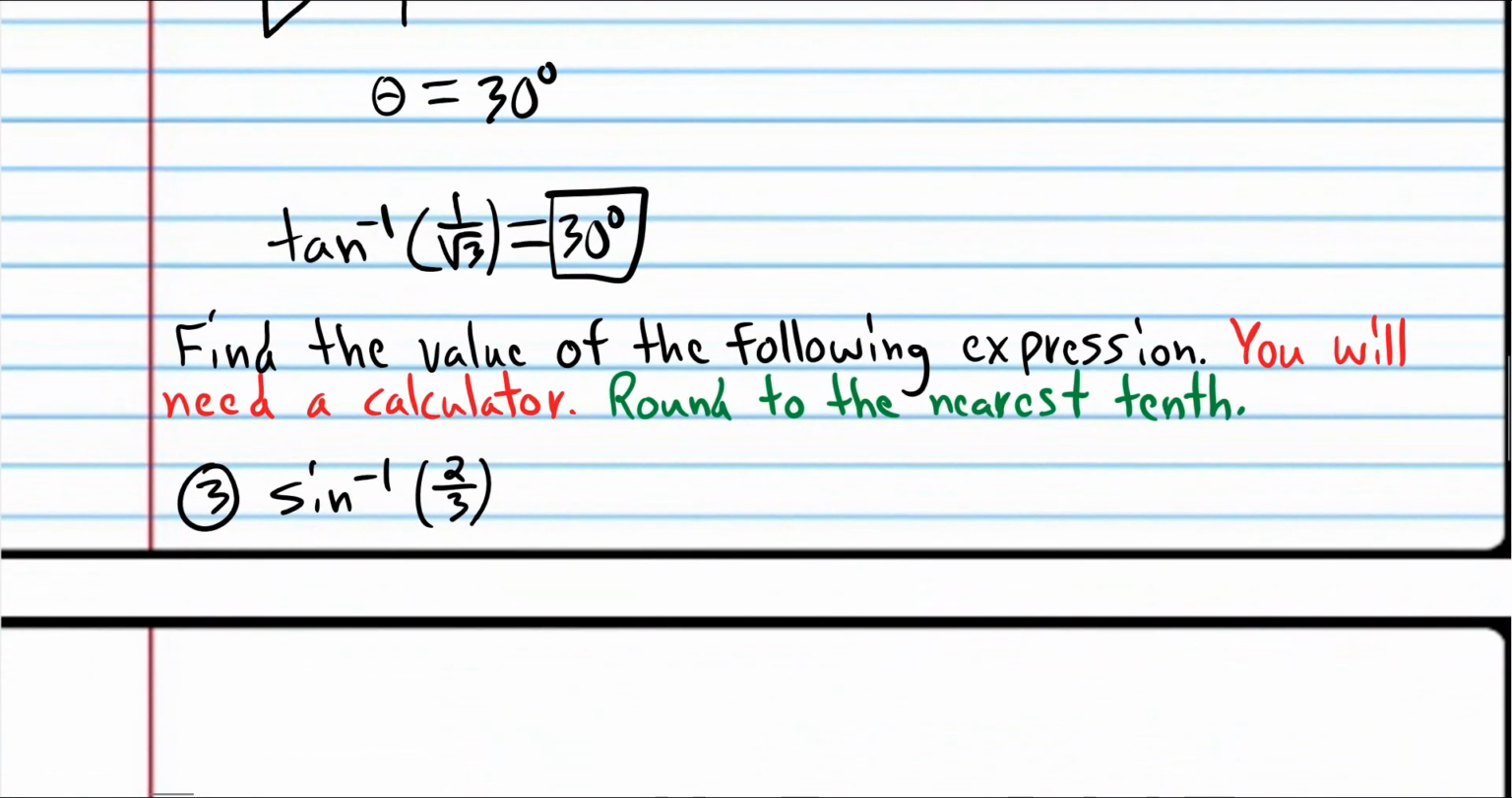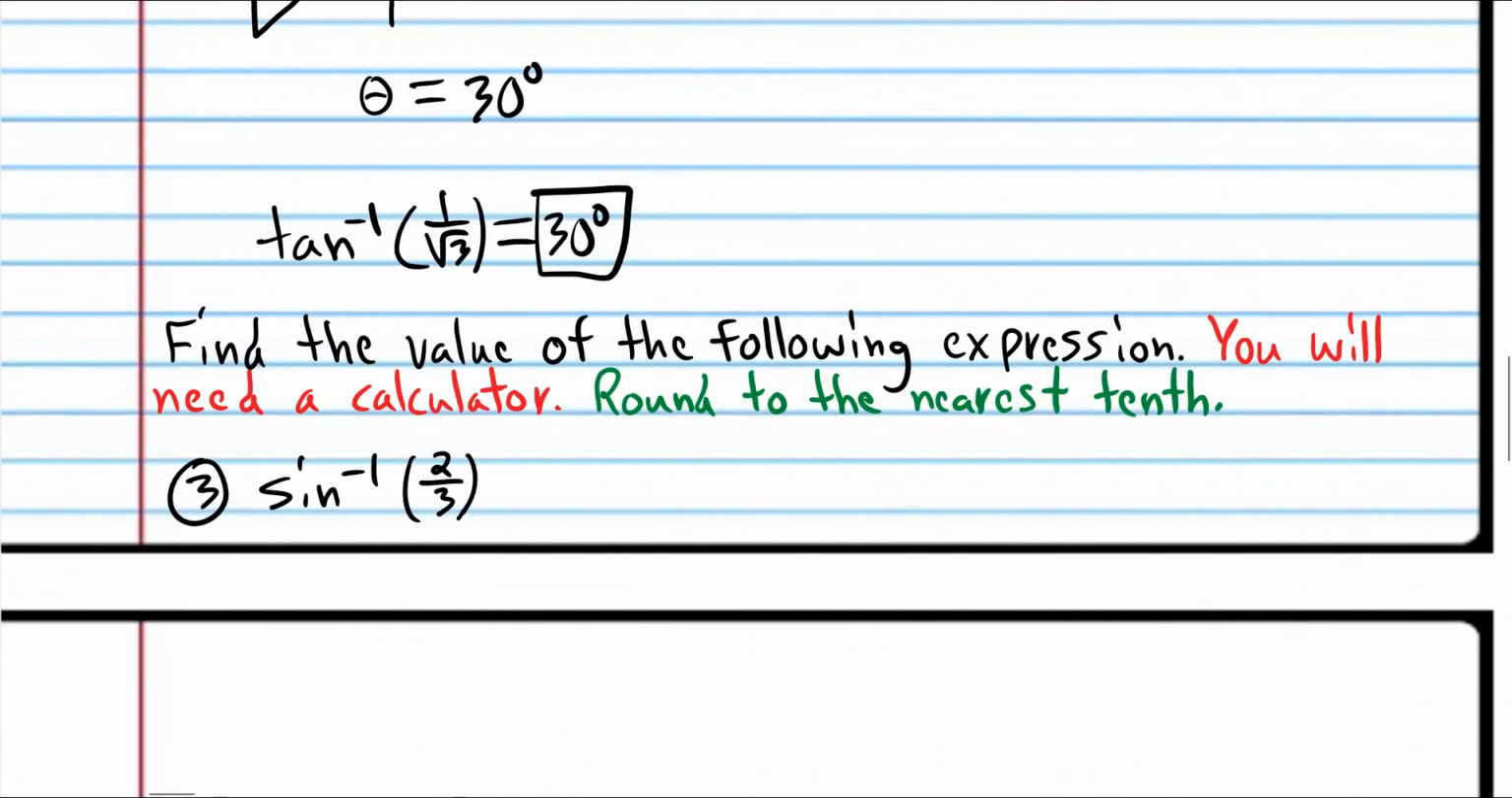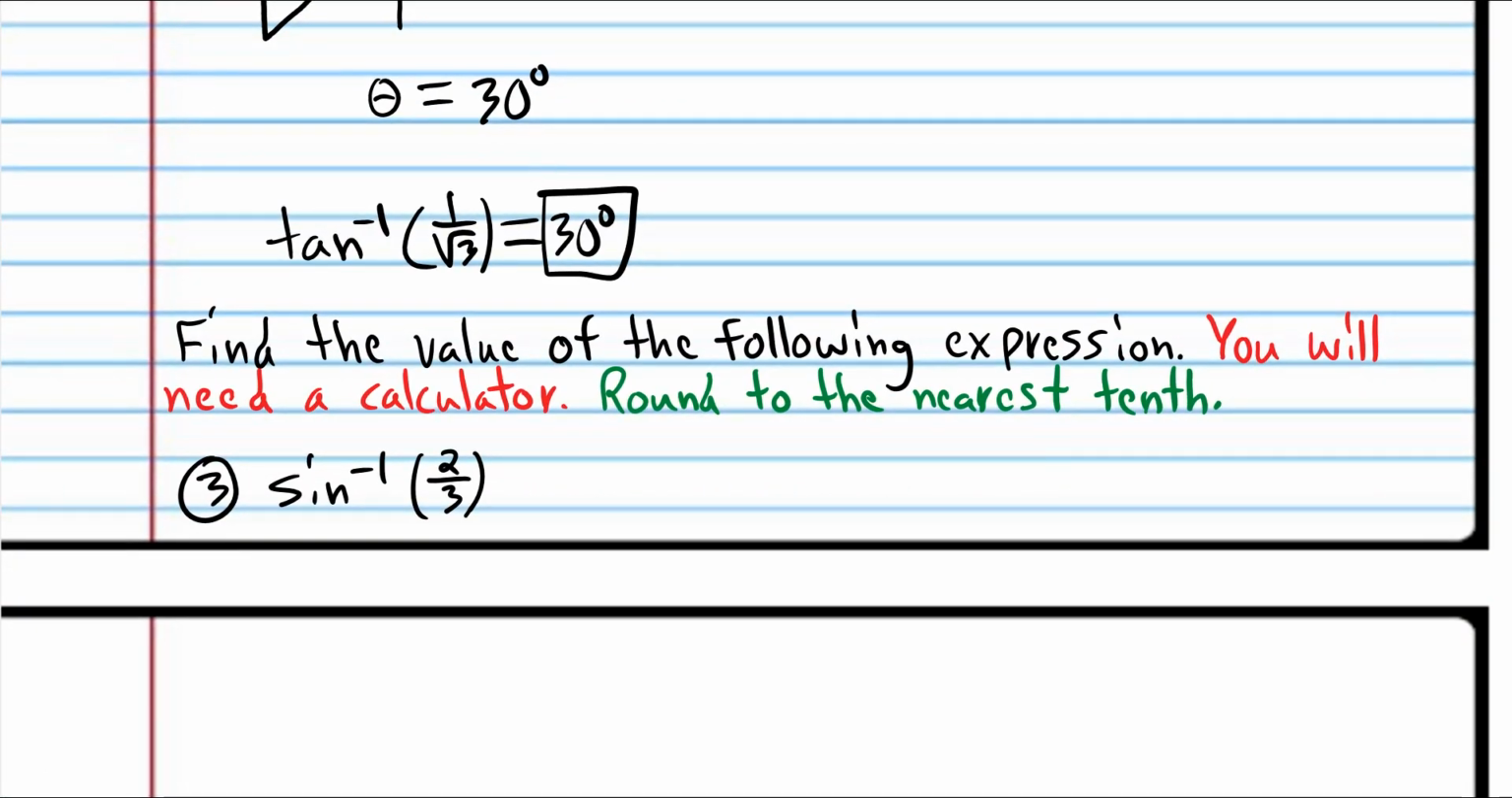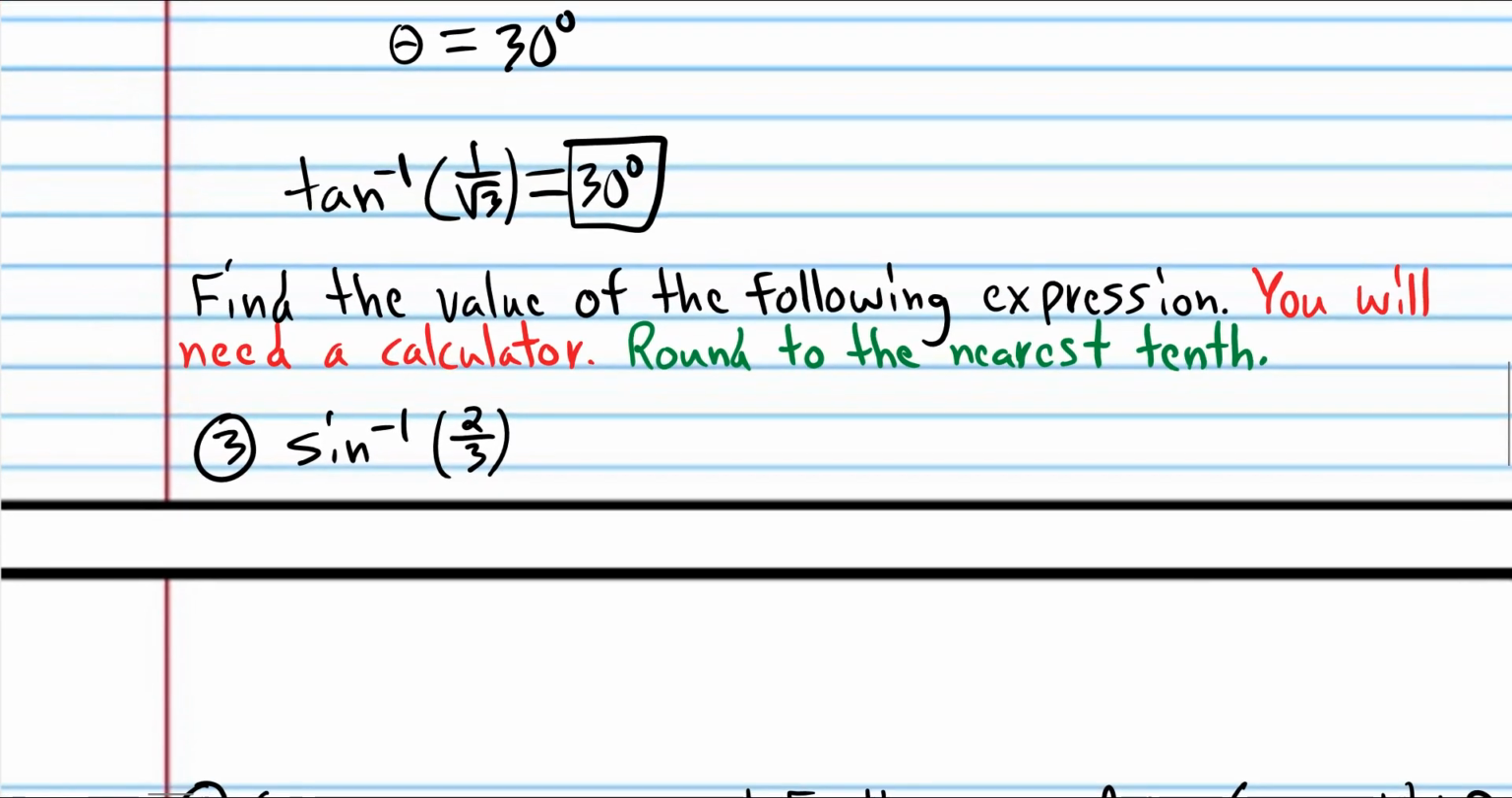Okay, problem number 3. Go and attempt number 3. When you're back, we'll do it together. Okay, we're back. This is a calculator problem. Go to your calculator, push the mode button, make sure you're in degree mode. That's if you're using a TI-84 Plus.